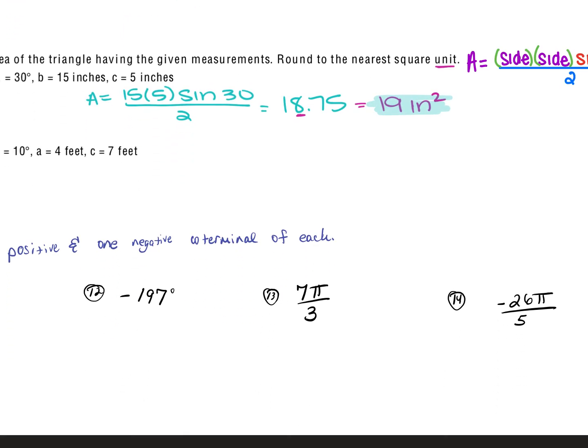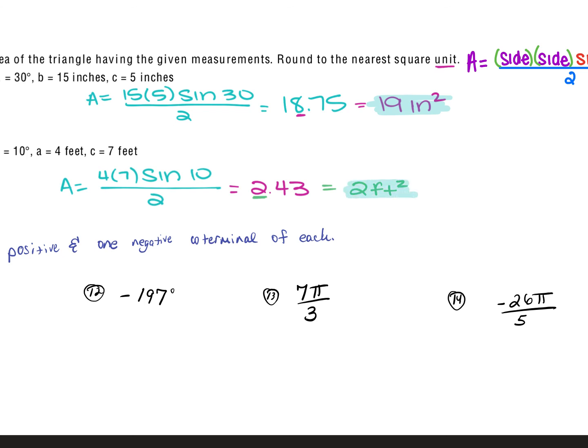For example 10, you're given that your angle measurement B is 10 degrees, side A is 4, and side C is 7 feet. We're going to do the area is equal to 4 times 7. So this is all multiplied by sine of 10 all over 2. So once you put that into your calculator and hit enter, you get 2.4310 whatever. So if you take that 2.43, you round it to the nearest unit, you're going to get 2 feet squared.